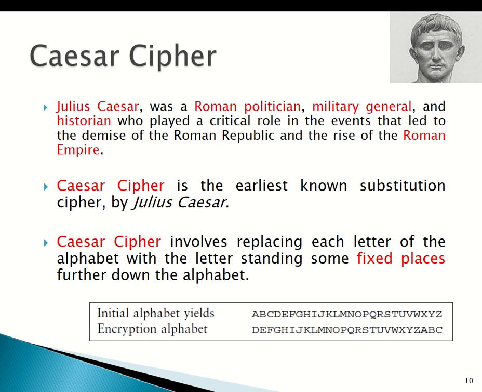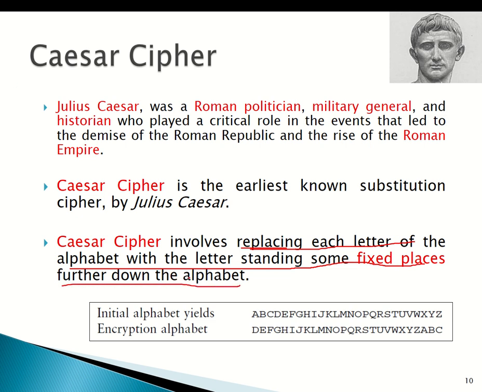Now, the first substitution type is called the Caesar cipher, which is a very old cryptography algorithm, a classical algorithm. There's a history to it that you can look at. It was a very important one in the old times. It's the first substitution cipher, invented by Julius Caesar. It replaces each letter of the alphabet with a letter standing some fixed number of places further down the alphabet.